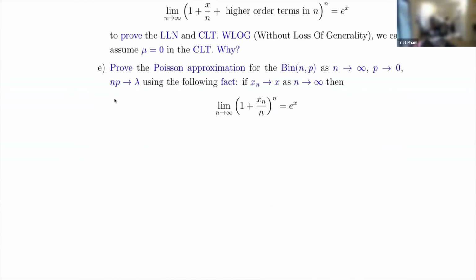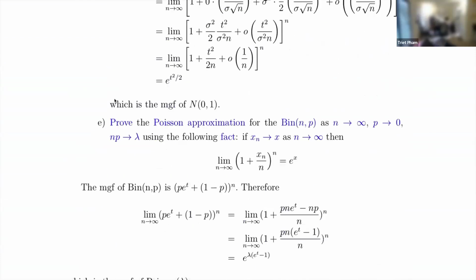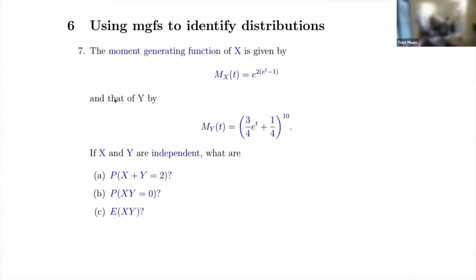So the problem that was not there from last time is this one. You're given two random variables with their moment generating functions, and they are assumed to be independent. You ask several questions, and the first one is to find the probability that the sum is equal to 2. So what should we do here for part A?